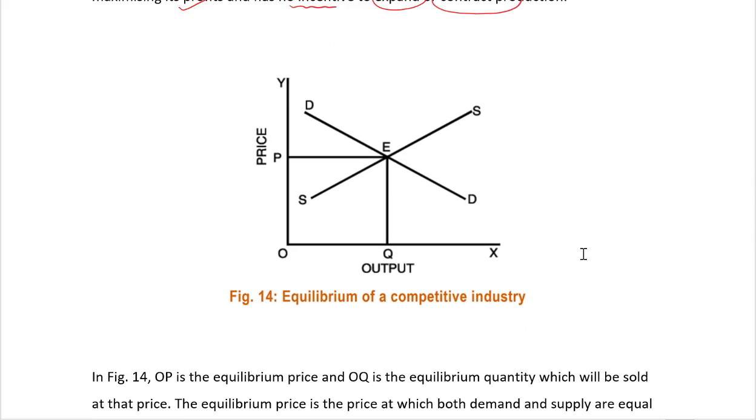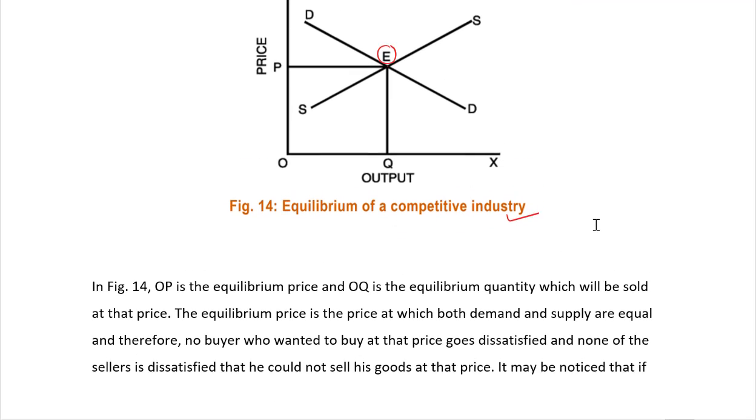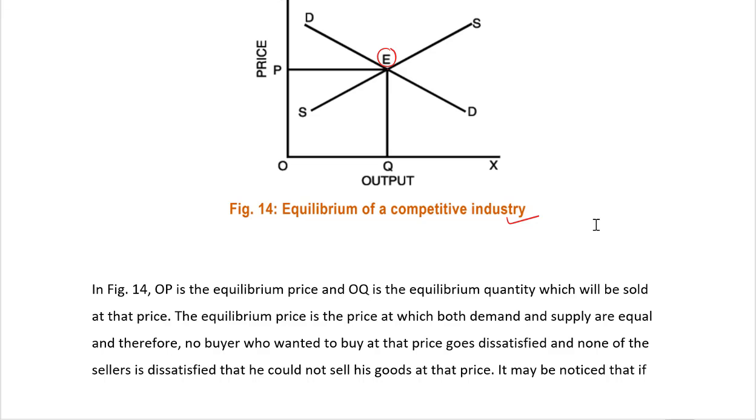Let us see this graph: equilibrium of a competitive industry. SS is the supply curve, DD is the demand curve, E is the point of equilibrium, Q is the equilibrium quantity, and P is the equilibrium price. I believe it is very simple. In figure 14, OP is the equilibrium price and OQ is the equilibrium quantity, which will be sold at that price.